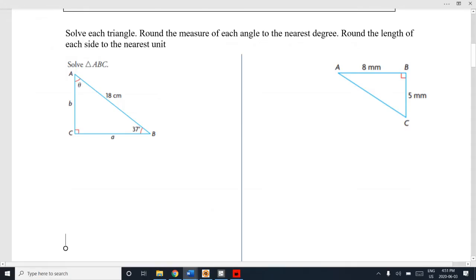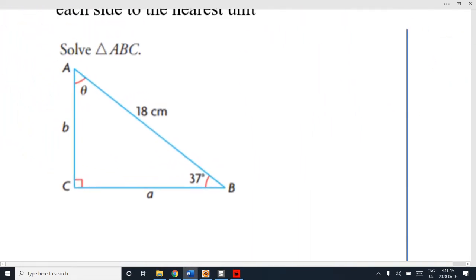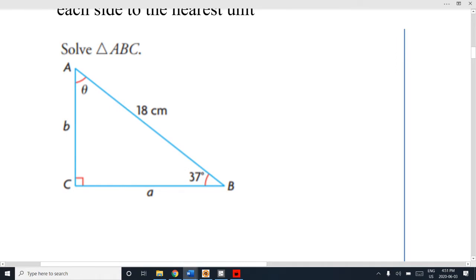Let's solve each triangle. We're going to round the measure of each angle to the nearest degree, so the nearest whole degree, and round the length of each side to the nearest unit, so the nearest whole unit. So let's try this one over here. Solve triangle ABC.